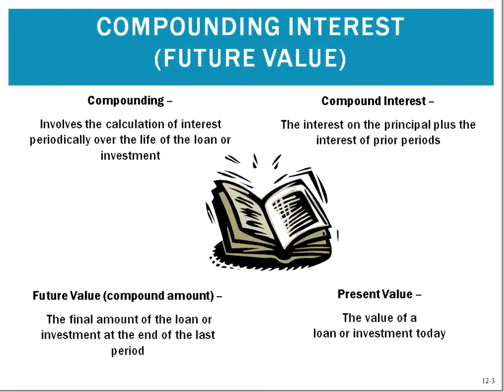So let's skip over this. Let's look at some words first. Compounding just means it involves the calculation of interest periodically over the life of the loan or investment. That just means that we're going to be calculating interest not once at the end of the year, but at the end of every period, and we'll see what the difference is between the period and the year. Sometimes it's the same thing, but sometimes it isn't.